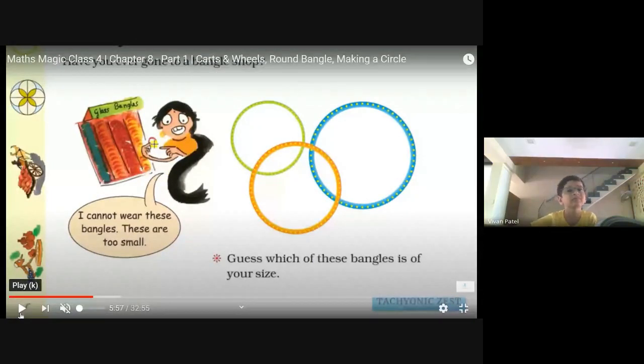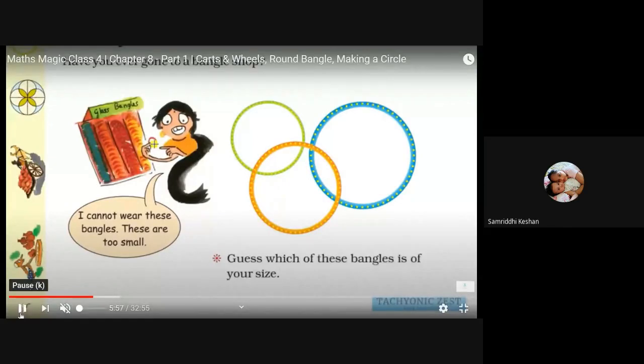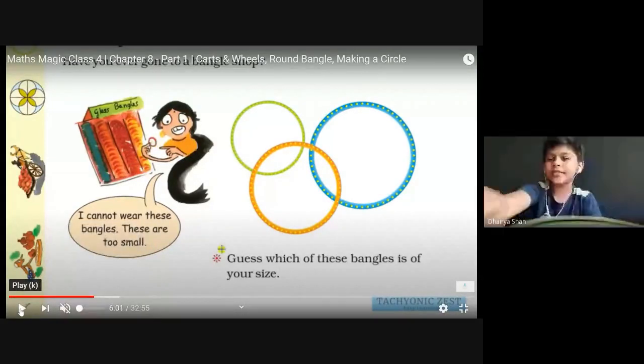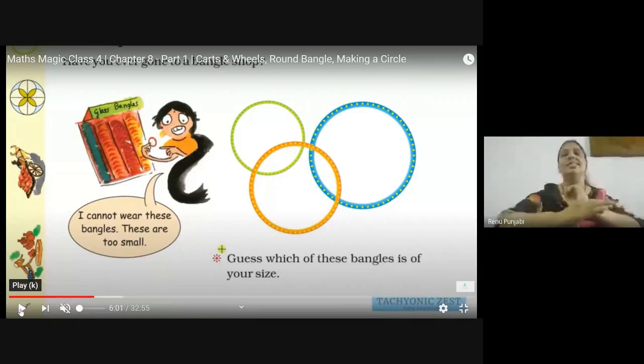Different, ma'am. Yes, different, because your teacher's wrist size is bigger than your wrist size. When you go to market, you buy wrist watches, right? This is called the wrist, kalai in Hindi. So when it is small, you will get the small bangle, and your teacher has a big wrist, so it will be a bigger size.